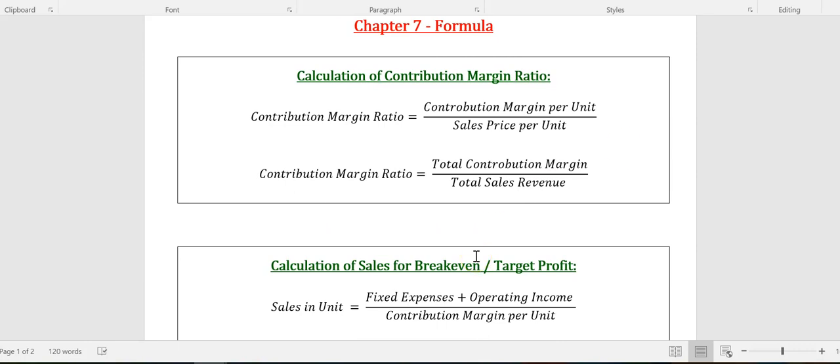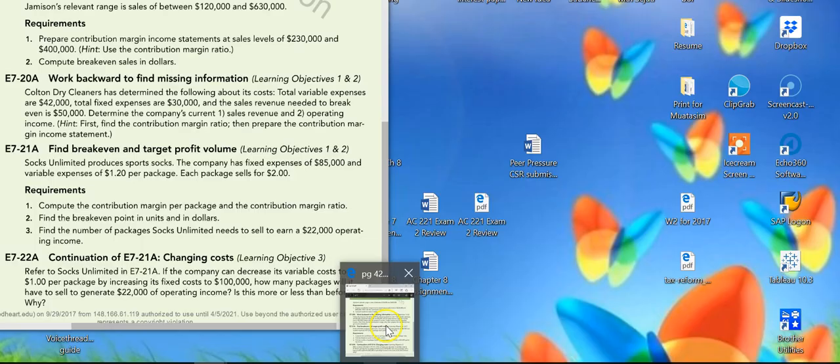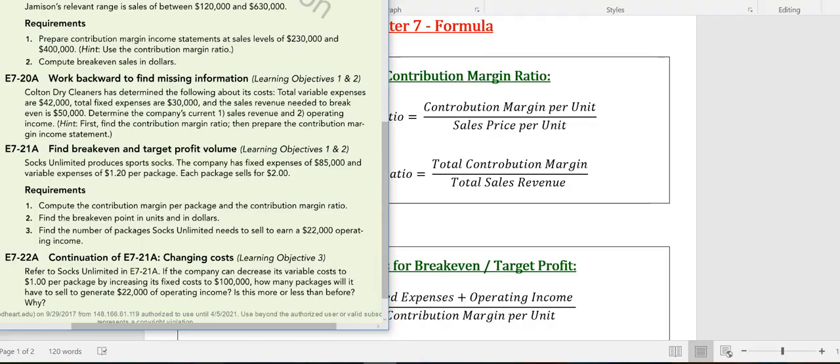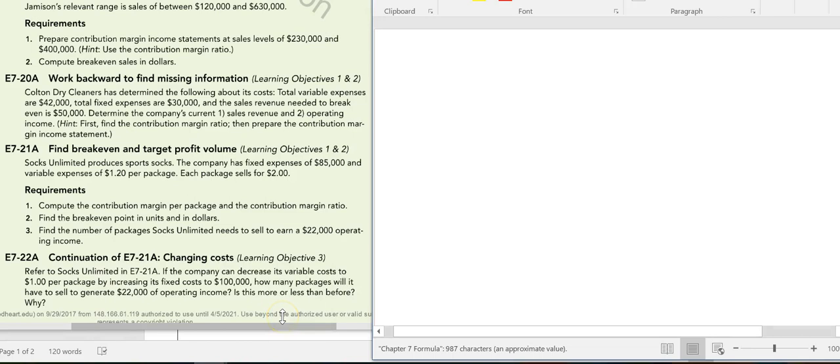So let's try to do E7-21A, and once you are done with your practice, don't forget to do your homework. So read the problem with me. Socks Unlimited produces sports socks. The company has fixed expenses of $85,000 and variable expenses of $1.20 per package. Each package sells for $2.